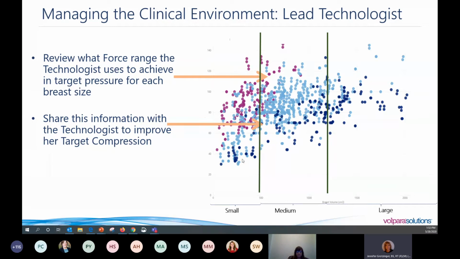Same thing, of course, you can come down here and do it for smaller breasted patients or look at this for larger breasted patients. But you're going to want to identify where the majority of the target pressure images are and where the higher end is, and that will help you identify this information. Once you identify these numbers, share this information with the technologist. This will help her improve her target compression.